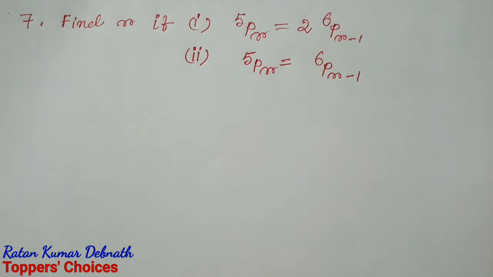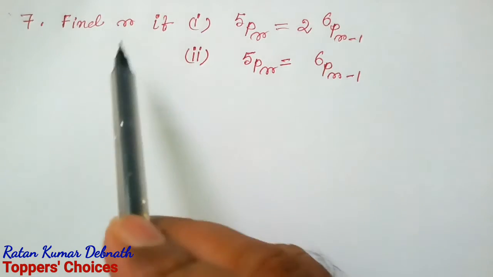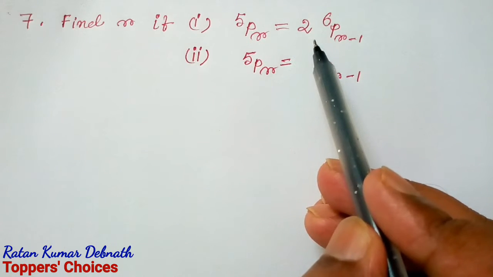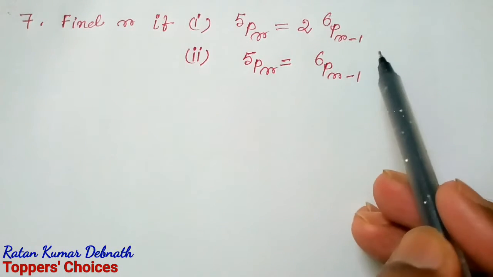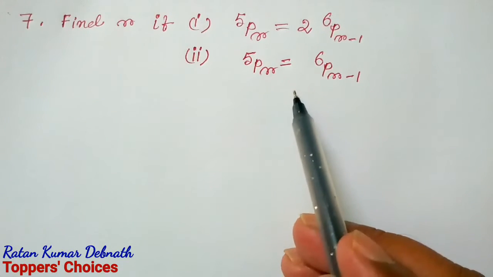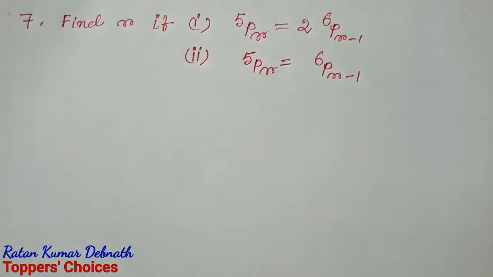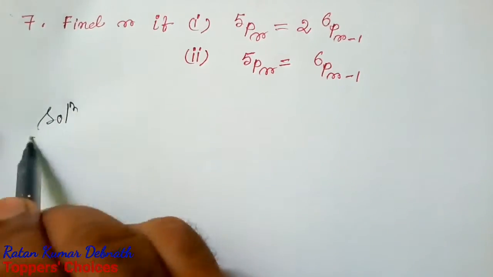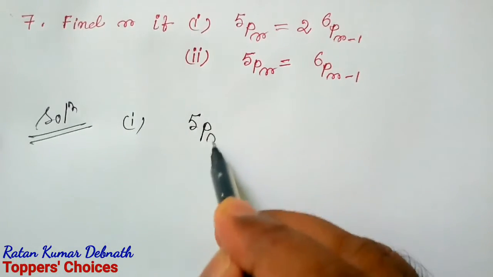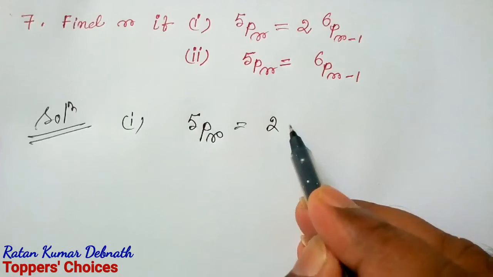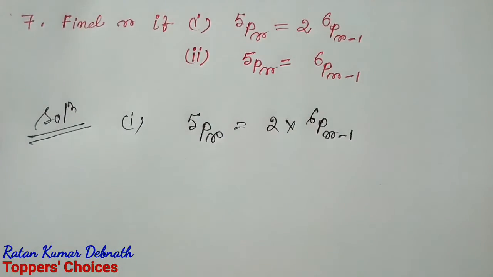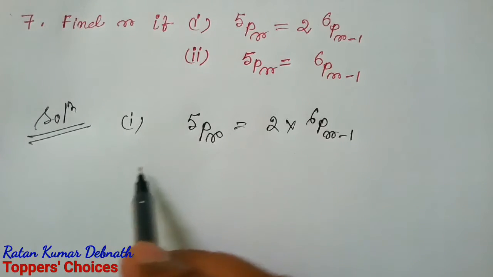In question number 7, there are two questions. Find r if: 5Pr equals 2 into 6P(r minus 1), and question number 2, 5Pr equals 6P(r minus 1). We have to find out the value of r.